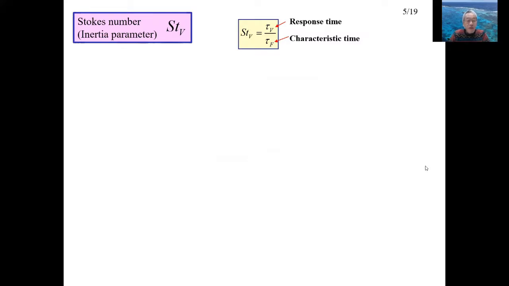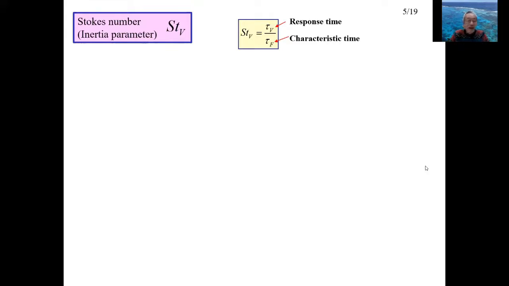There is a non-dimensional parameter showing the flowability. That parameter is Stokes number or inertial parameter. The Stokes number is defined by making the response time tau v dimensionless with characteristic time tau f. The characteristic time of a flow is obtained by dividing the representative length by the representative velocity.